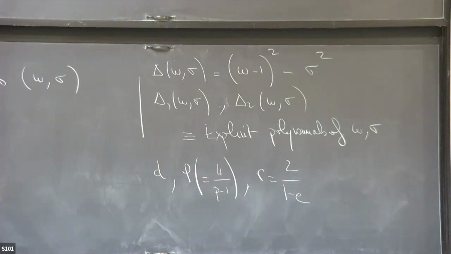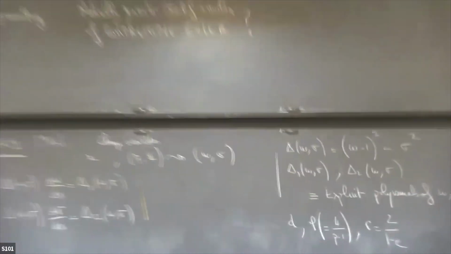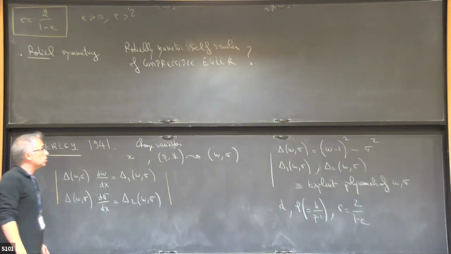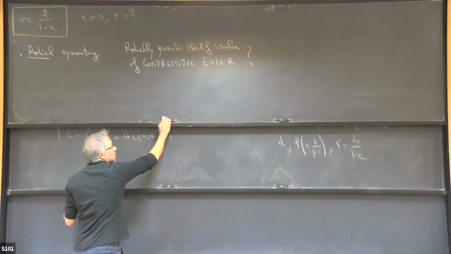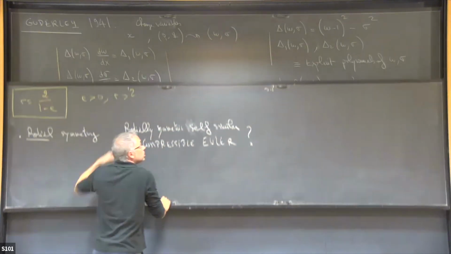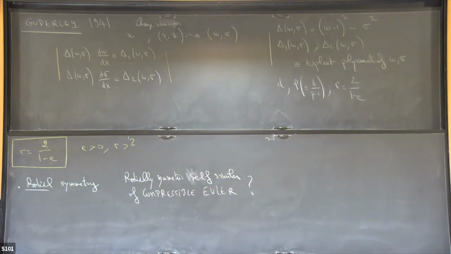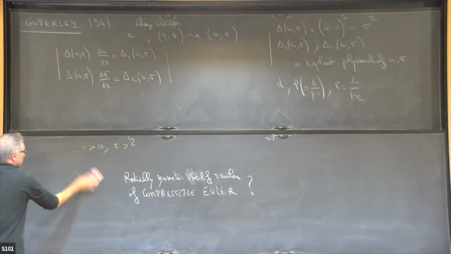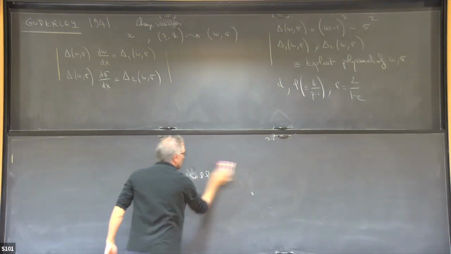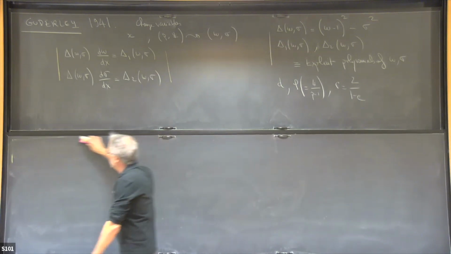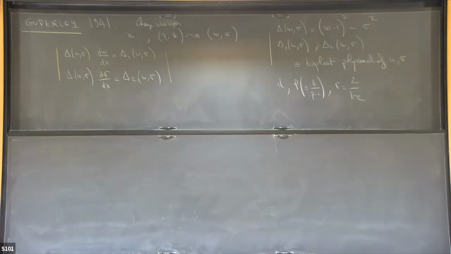So what can you do with this thing? Of course, there is a huge difference between this and this: this is autonomous. So all I need to do to understand trajectories is draw a picture. All I need to draw is the phase portrait of this. And this is very nicely done, actually, already in the paper of Göderli.